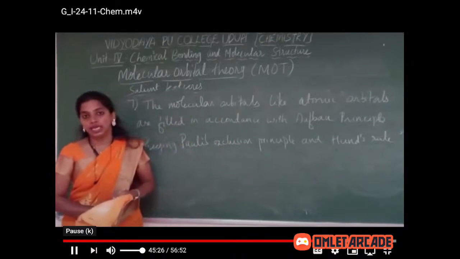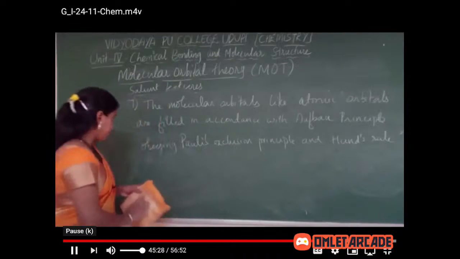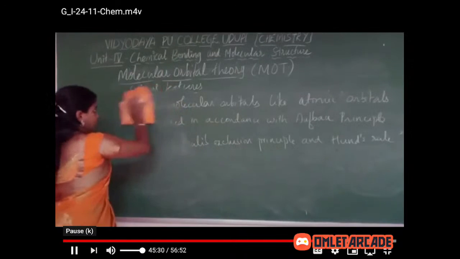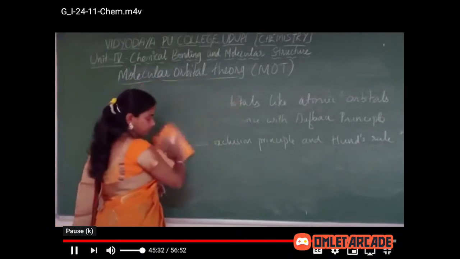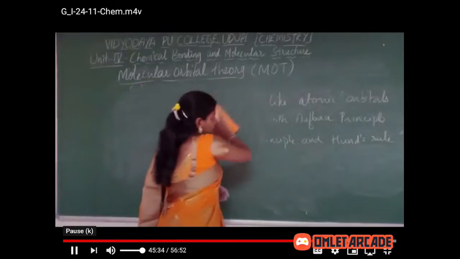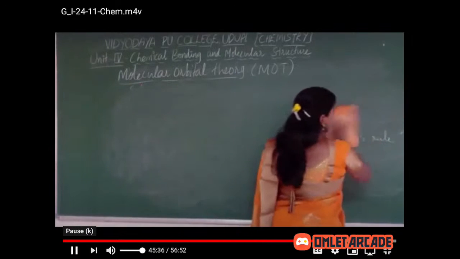Okay. These are the 7 salient features. Remember any 4. To understand the concept, all the 7 you should study. Okay.